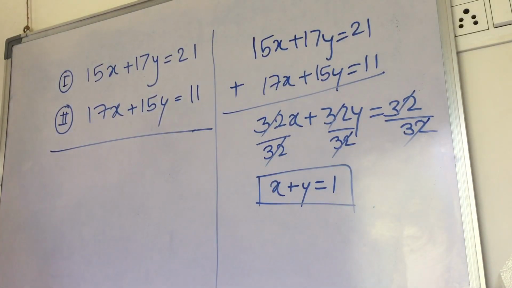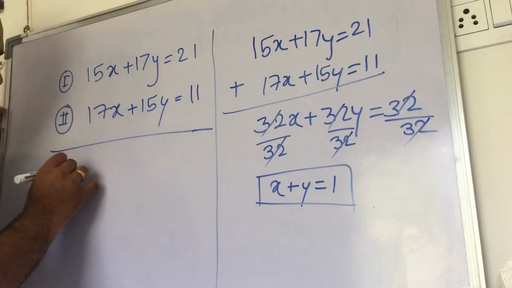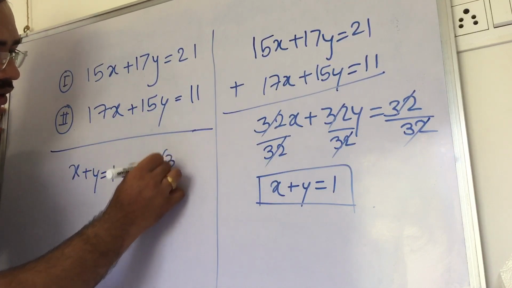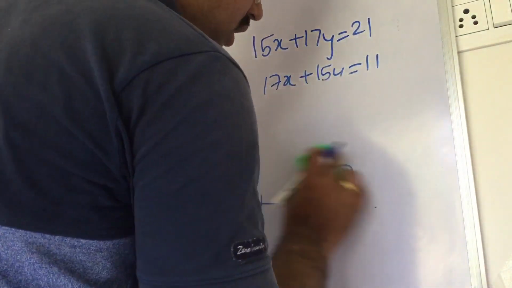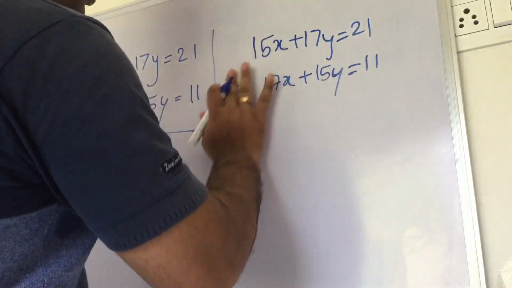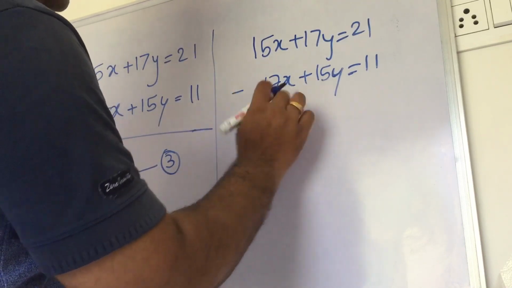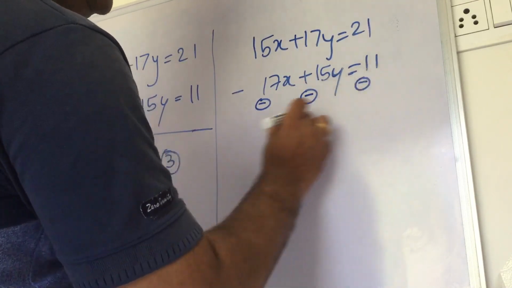You have got one equation, in simpler form with the same variables, that is x plus y equals 1. So let us write it here: x plus y equals 1. This is equation number 3. Now what you are going to do is simply subtract these two equations, the earlier two equations. If you subtract, the plus sign will be minus here, the plus sign will be minus here, and the plus sign will be minus here.